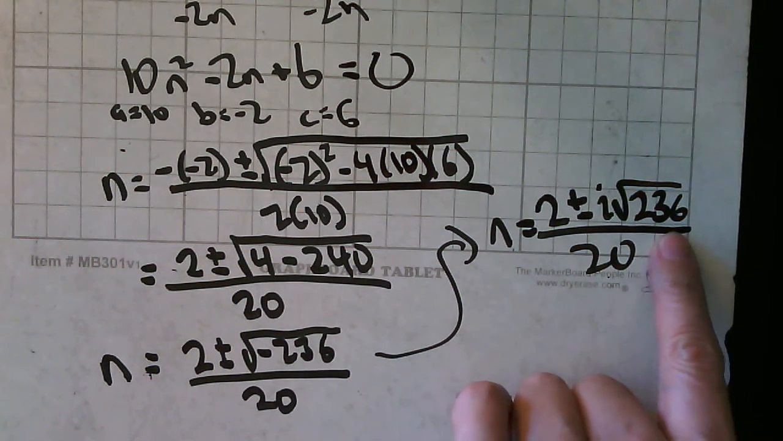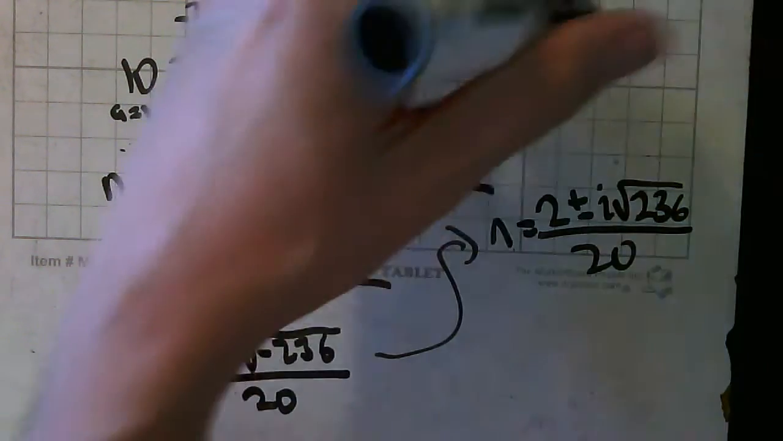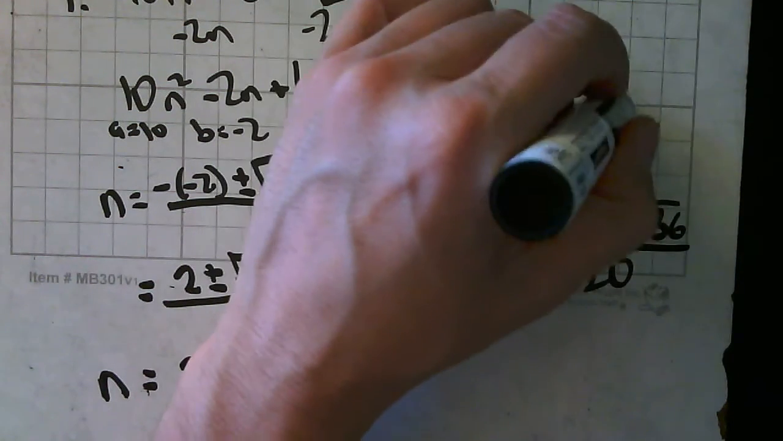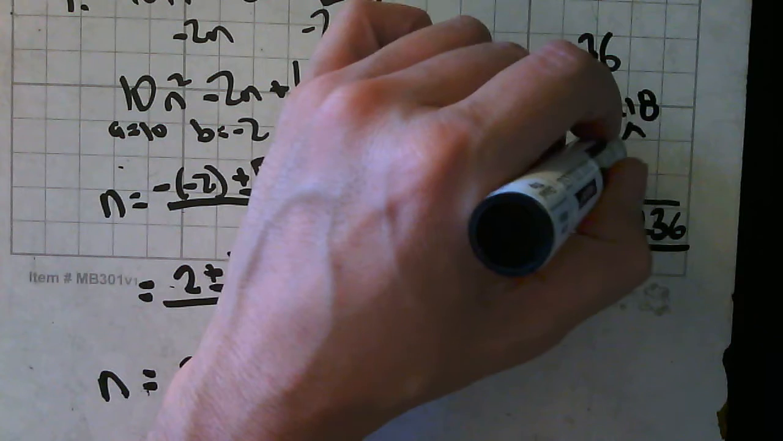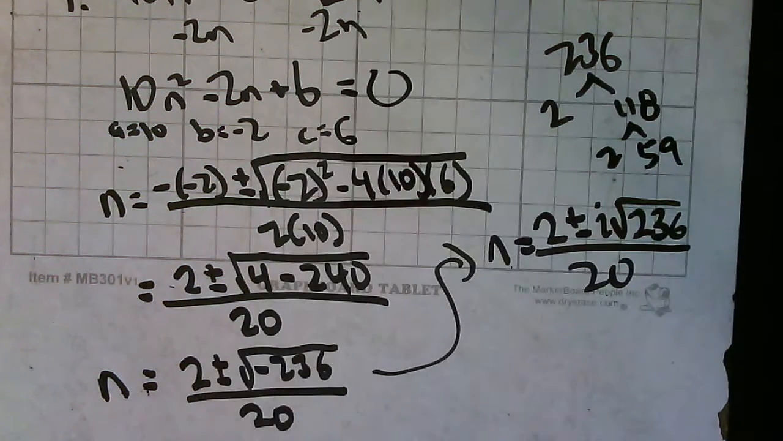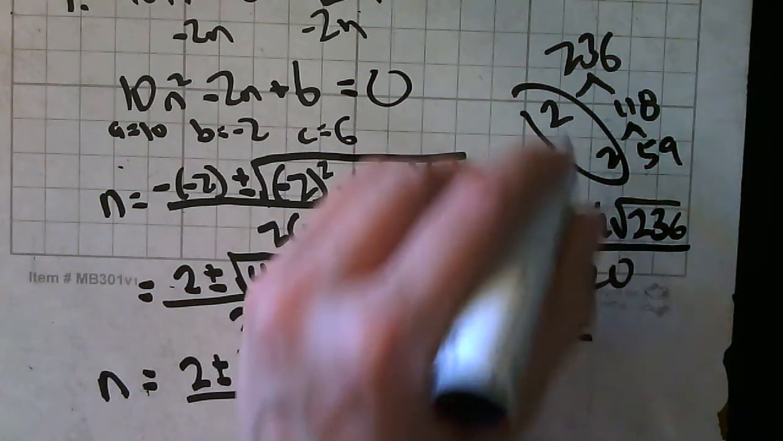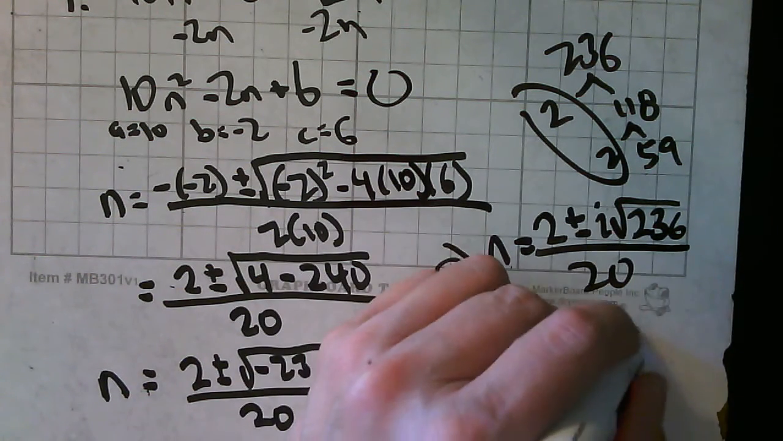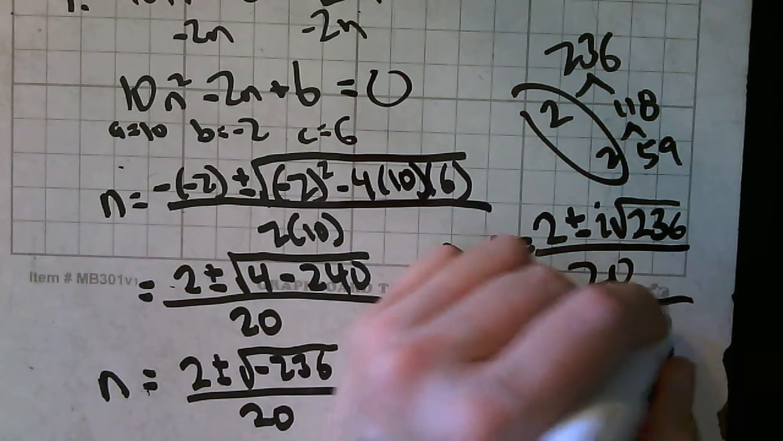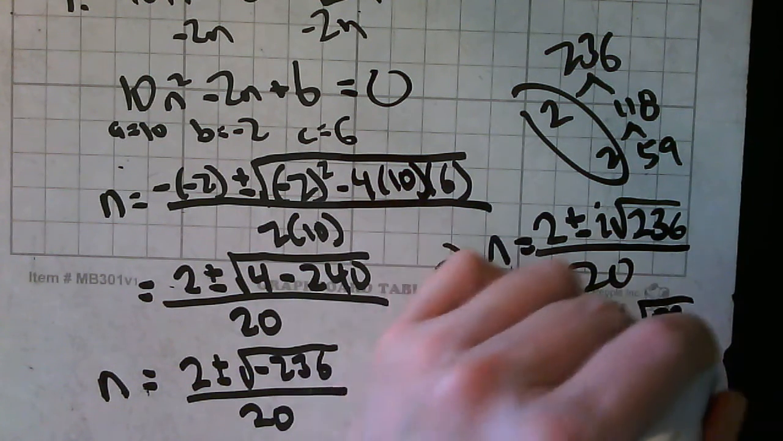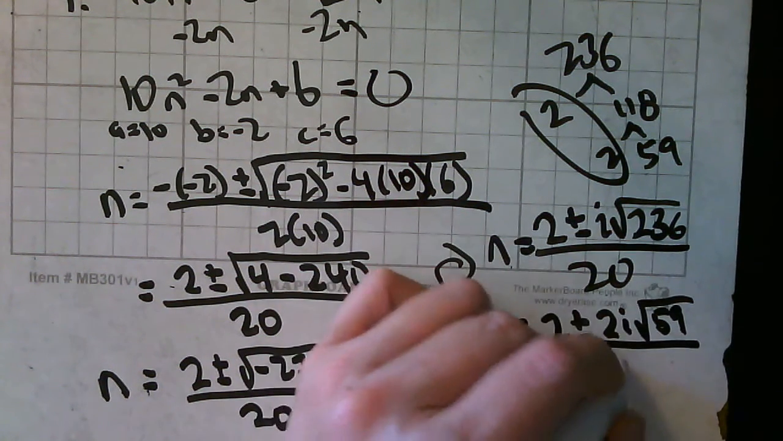And then we got to break this down. So like we did last semester, we got 236. We're going to use our factor tree. This is 2 and 118, 2 and 59. And this is a prime number. Okay, so we have one group of 2's here. 2 plus or minus, this goes outside, goes in front of the i, radical 59, all over 20.